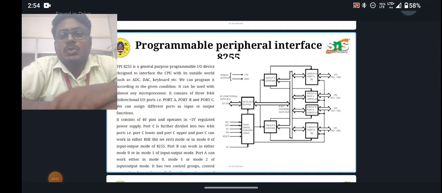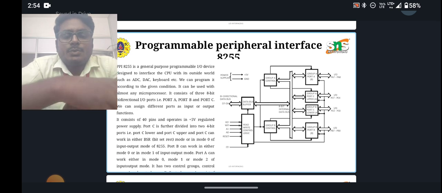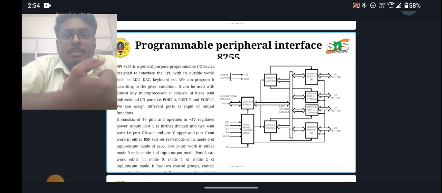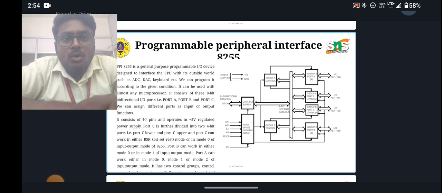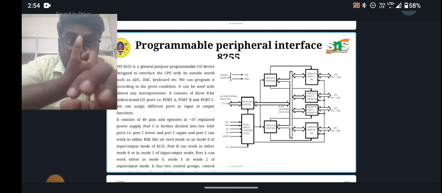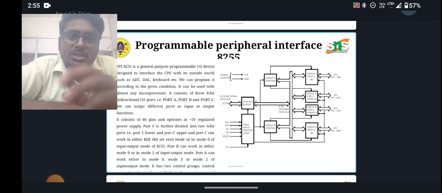In the previous class we discussed the 8279 pin description. In today's class we will discuss the Programmable Peripheral Interface 8255, which is a general purpose programmable IO device designed to interface the CPU with its outside world, such as analog to digital converters, keyboards, DAC or ADC. We can program it according to the given condition. It can be used with almost any microprocessor.